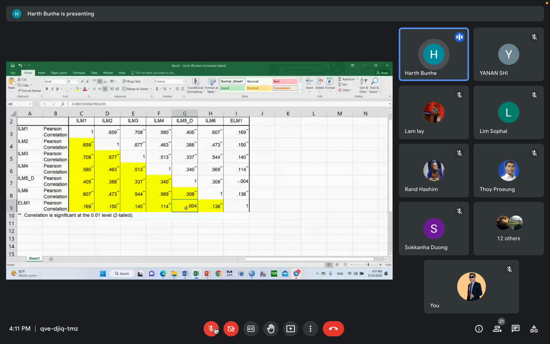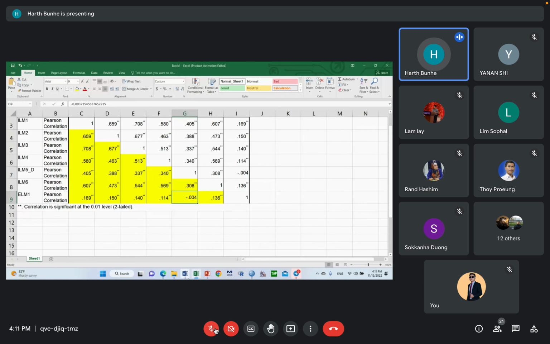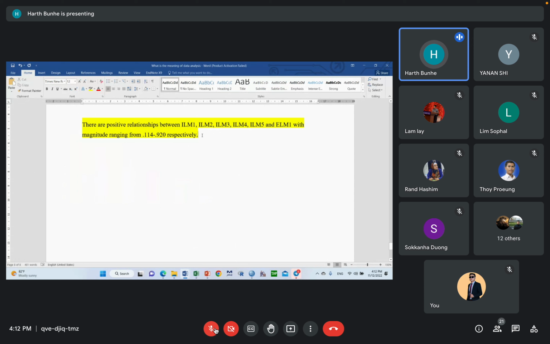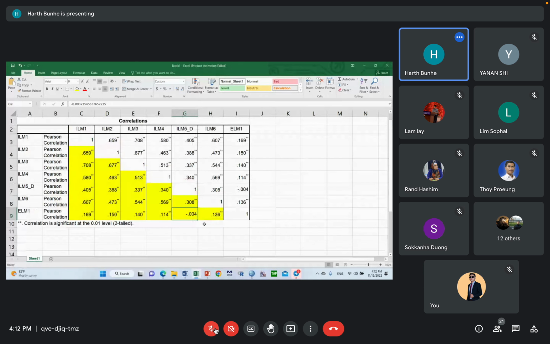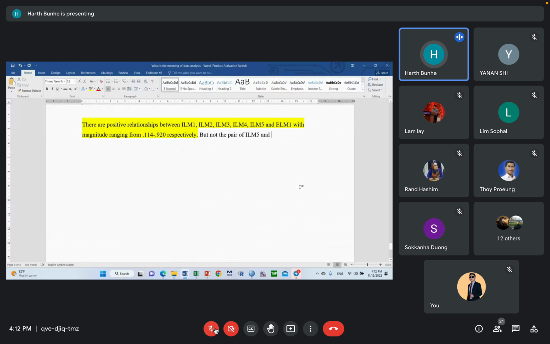And when we see this number, we can extend our interpretation, but not the pair of ILM5 and ELM1. That's all.